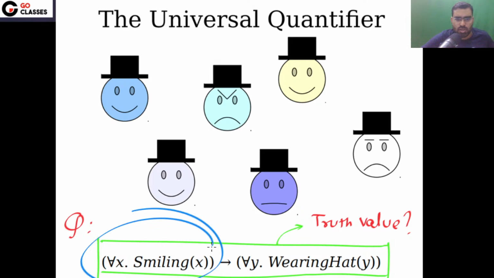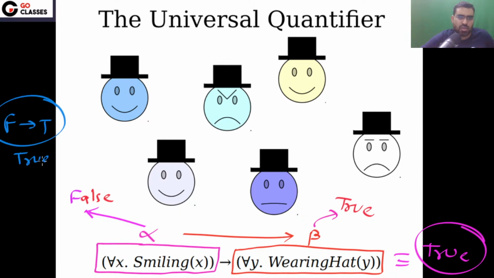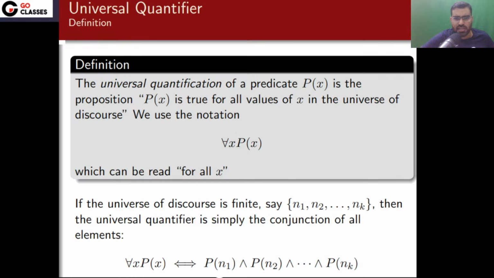Here you have, this is your alpha, this is your beta. All you have to do is check the truth value of alpha. Alpha is false, beta is true. False implies true, that is true. So like that you can do.